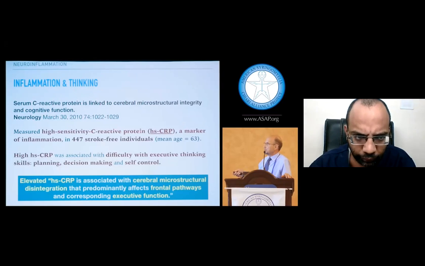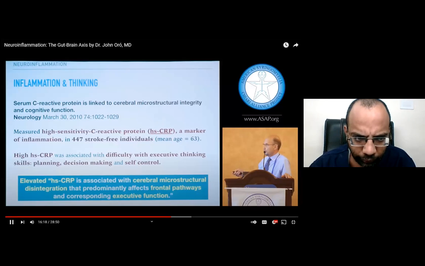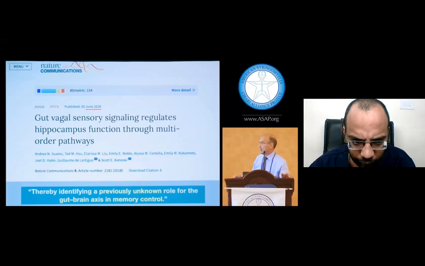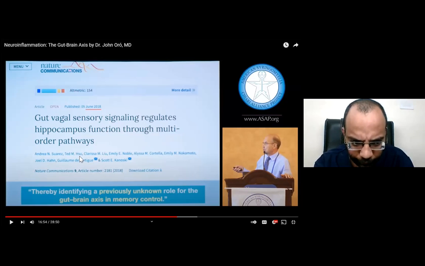What about your thinking? This marker of inflammation, hsCRP, in over 400 stroke-free individuals, a high CRP correlated with difficulty in executive thinking, which means planning, decision-making, and self-control. So if there's someone with an issue there, we want to know what their CRP is. It might be because they're inflamed. Their brain is inflamed. And unfortunately, a high CRP is associated with actual disintegration of some of the frontal pathways of our brain, which we obviously don't want. Okay. And then another recent publication, just this June, in Nature.